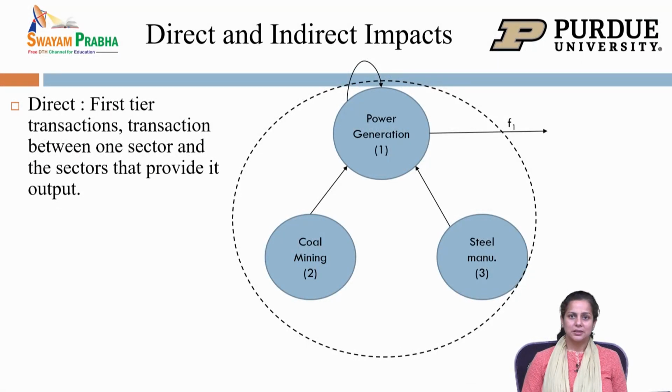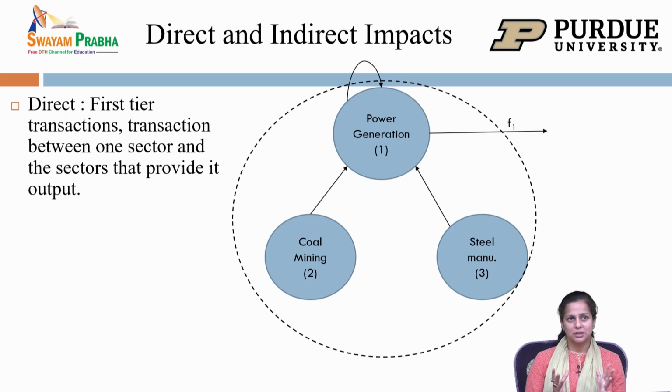Similarly, you might need steel manufacturing because there might be equipment based on steel that the power generation sector requires. So, all these flows are the first tier or the direct flows, because these are the direct flows that are required to produce the electricity F1 that we want to make. So, that is our goal.